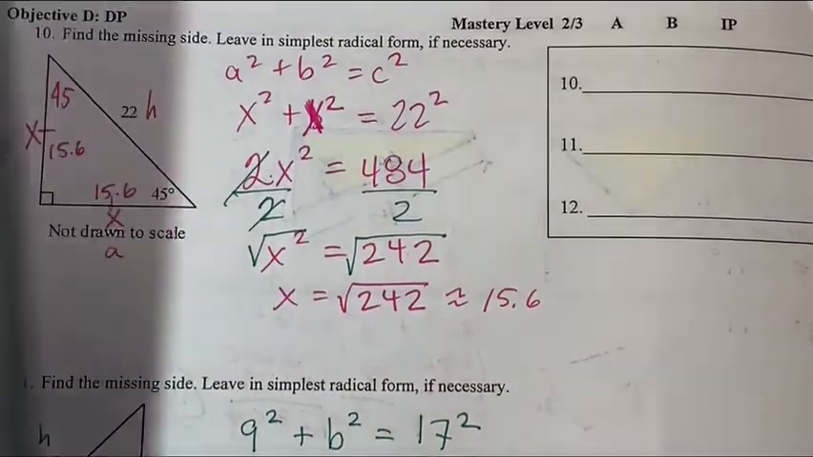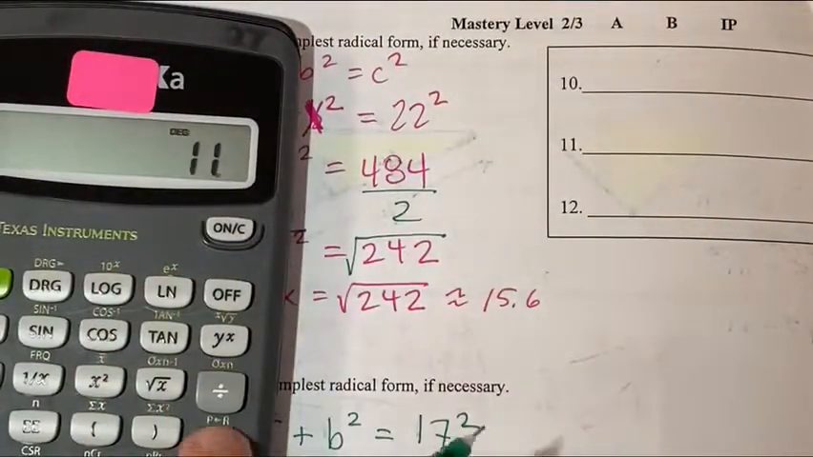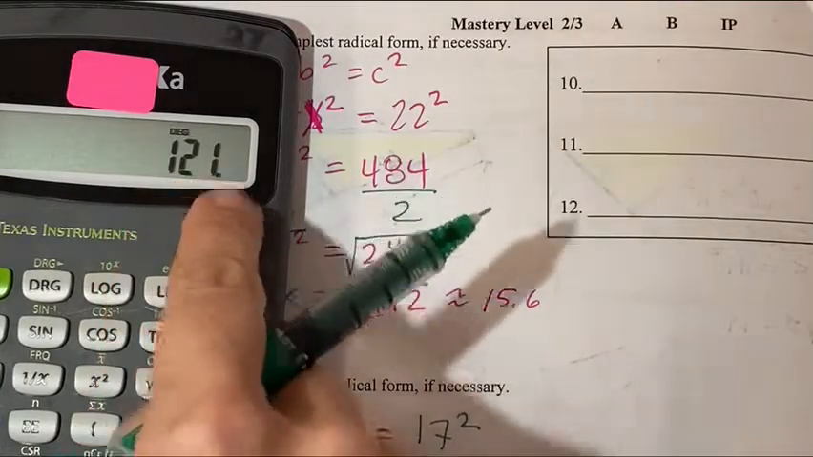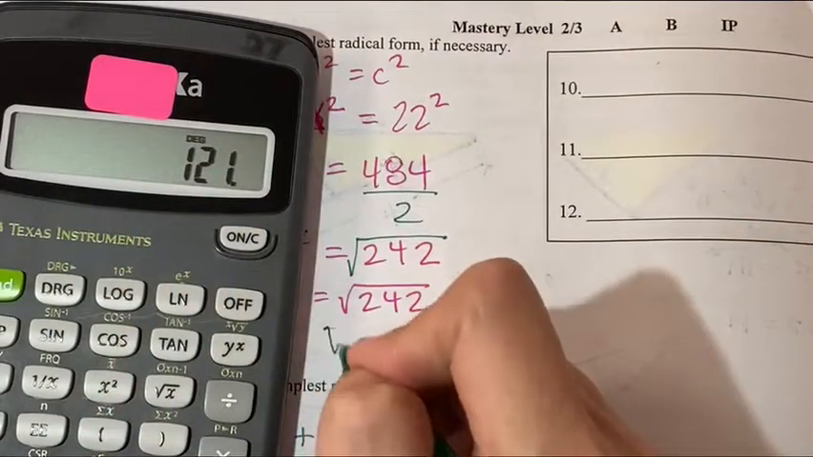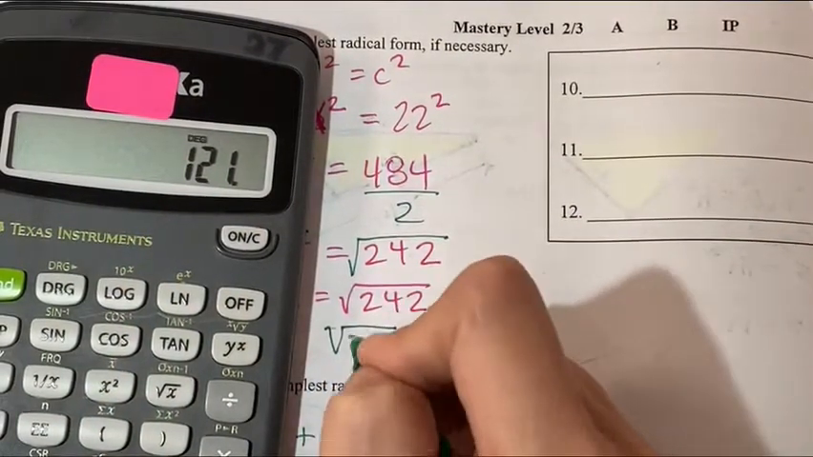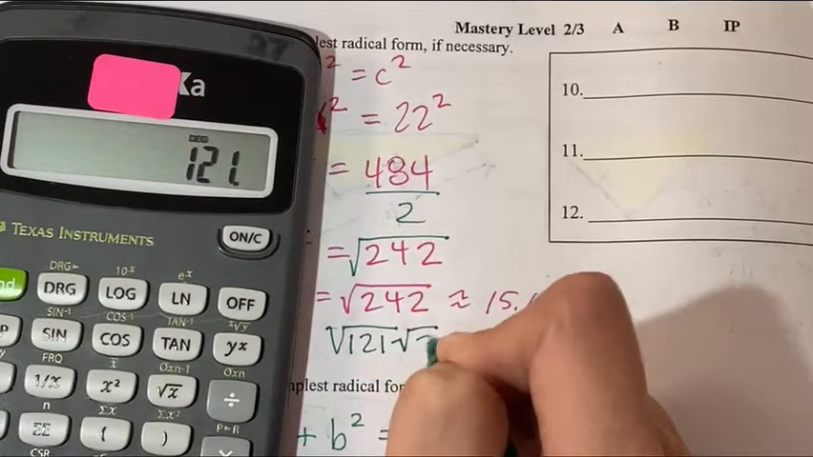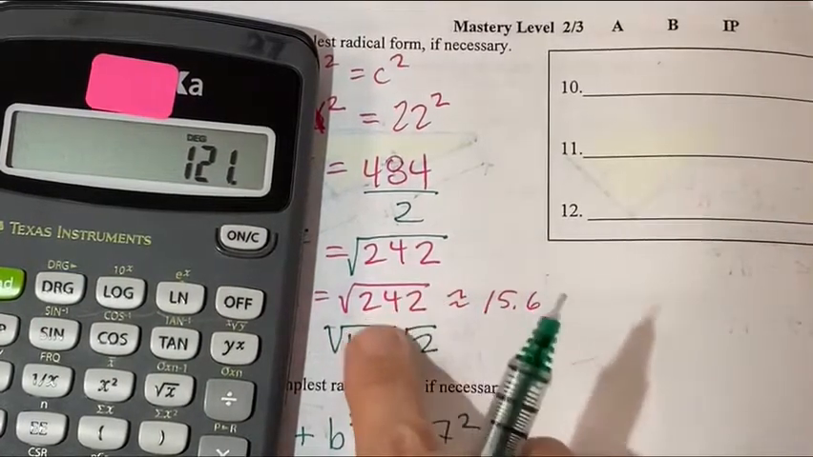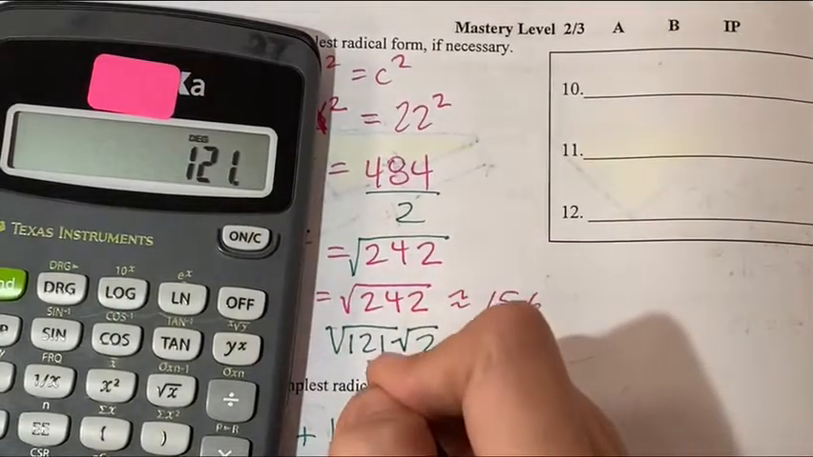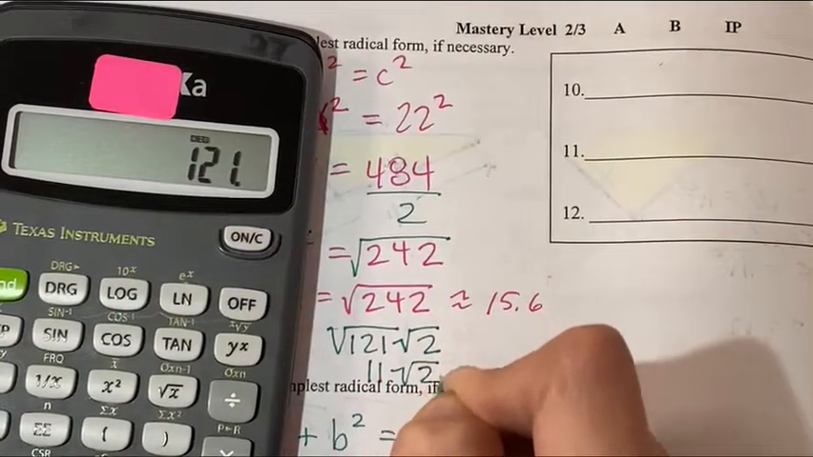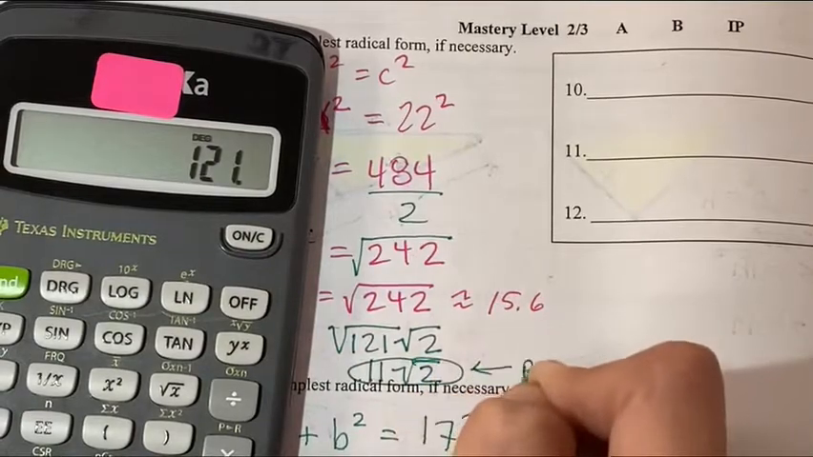So what is 2 11s? 11 times 11 is 121. So 242 divided by 2 is 121. I can rewrite the square root of 242 as the square root of 121 times the square root of 2. That's the same as this. This can be rewritten as 11 square root of 2. So this would have been some bonus.